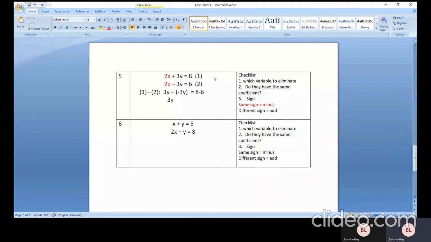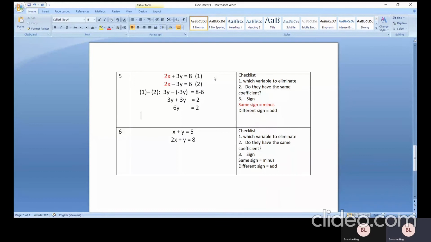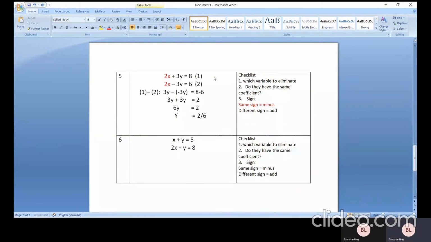So here you have 3y plus 3y equals to 2. And this will be 6y equals to 2. So your final answer will be y equals to 2 over 6. Or you can further simplify to get 1 over 3.